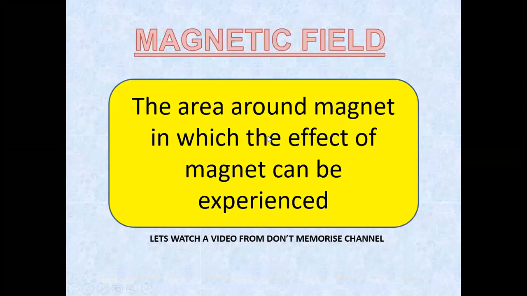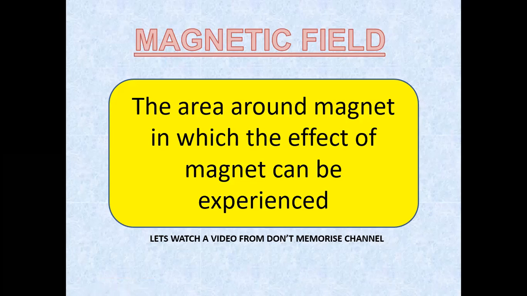So the first question arises that what is magnetic field? This we have already discussed, but let us have a quick review. What is magnetic field? The area around magnet in which the effect of magnet can be experienced. This is known as magnetic field.